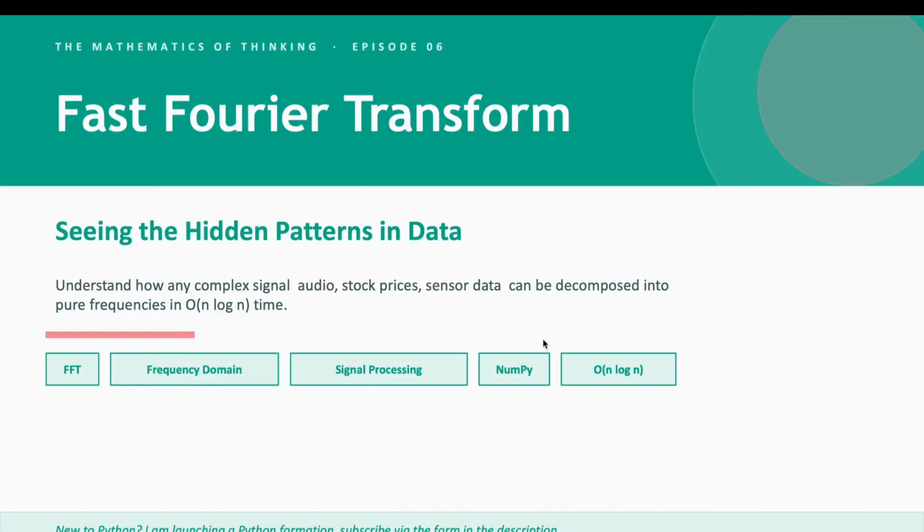So far in this series: graph traversal, shortest path, probability, random simulation, and dynamic programming optimization. Today we shift into signal processing, and I promise this is one of the most beautiful algorithms in all of computer science. Today, the fast Fourier transform. I am going to show you how any complex signal, whether it's audio, stock prices, sensor readings, or brain waves, can be decomposed into its pure frequency components in O of n log n time. By the end of this video, you will understand why your phone runs this algorithm thousands of times per second, and yeah, you probably never knew.